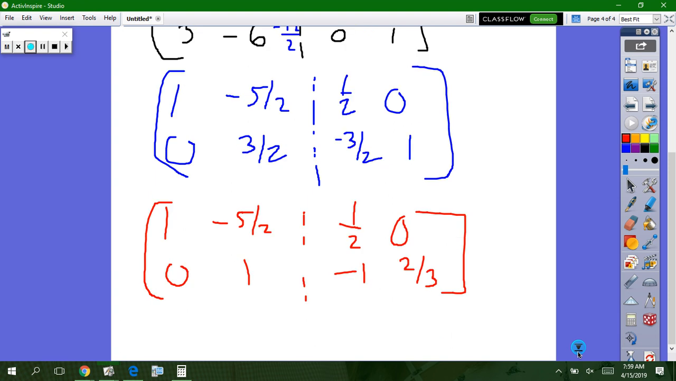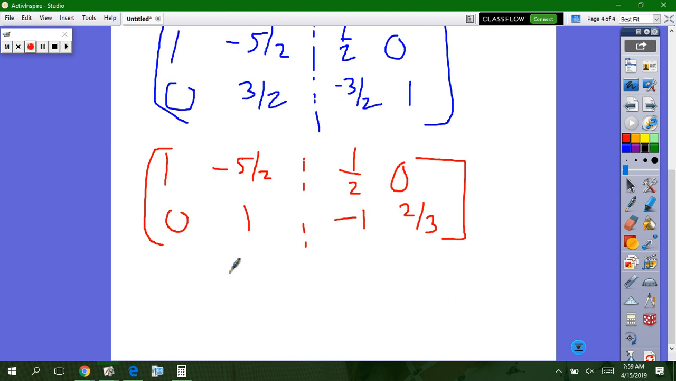Okay, what's our last step? Where that -5 halves is, we want him to be a 0, don't we? So I use the bottom row, row 2, and I'm going to go ahead and multiply that by 5 halves. Is everybody okay with 5 halves there? So that'd be 0, 5 halves, negative 5 halves. 5 halves times 2/3 is negative 5/3. Any questions so far?